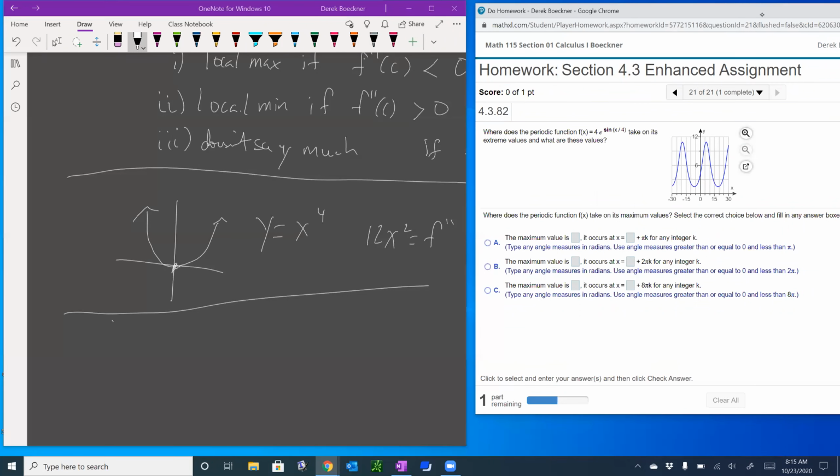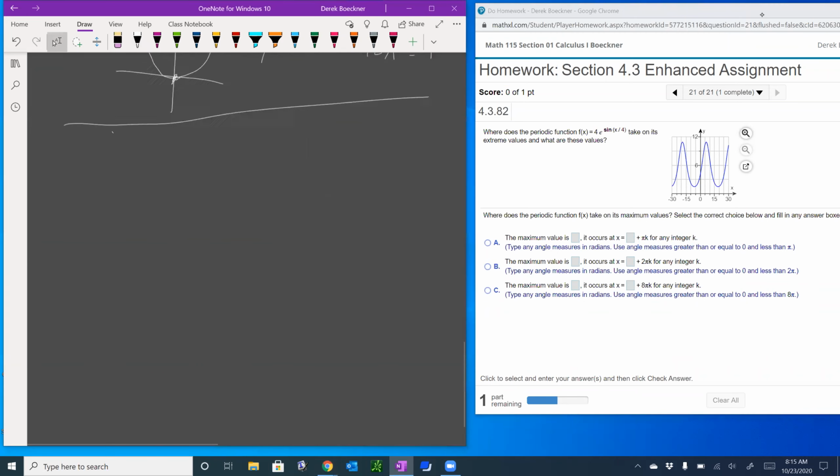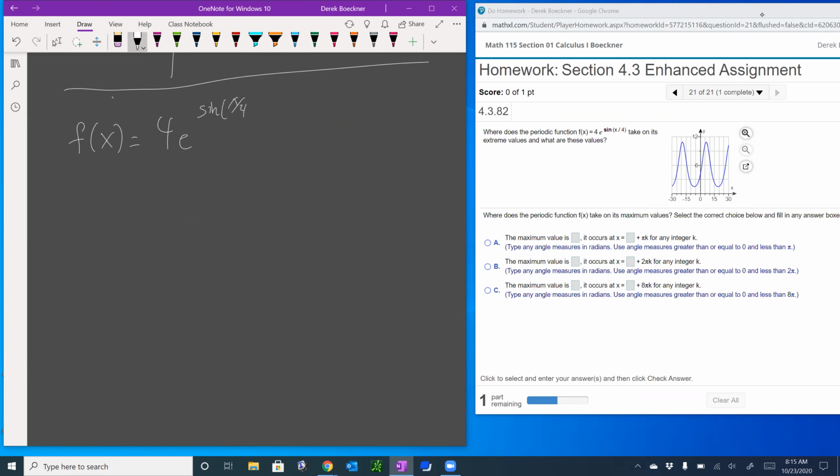Okay, so we've got this periodic function, 4 times e to the sine of x over 4. We want to know where its extreme values are and what they are. Okay, so f of x is 4 e to the sine of x over 4.